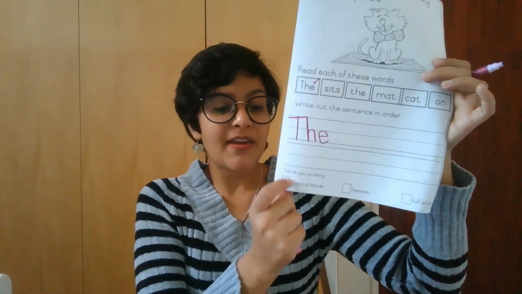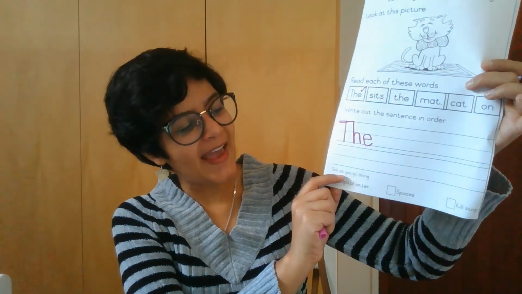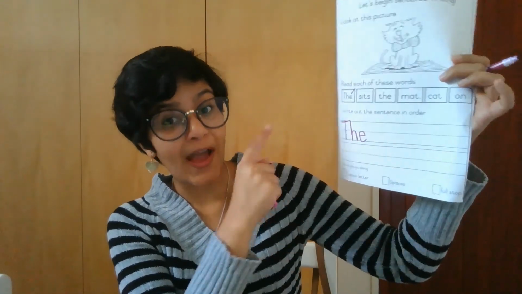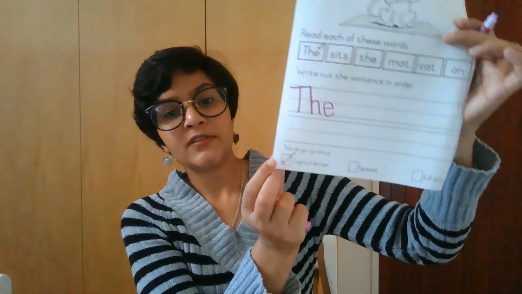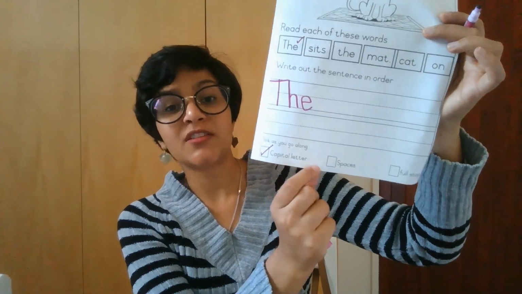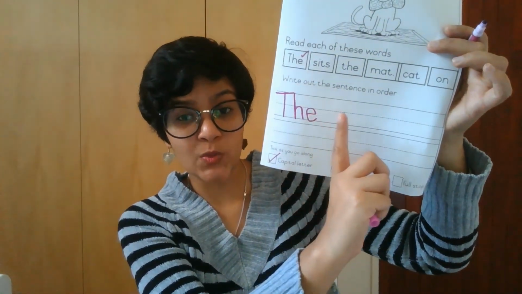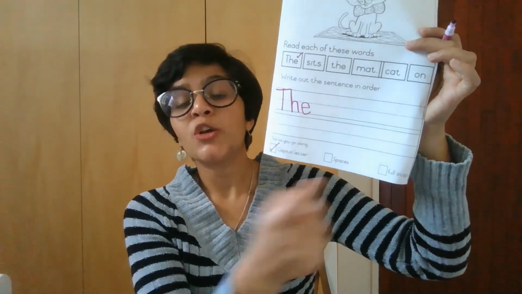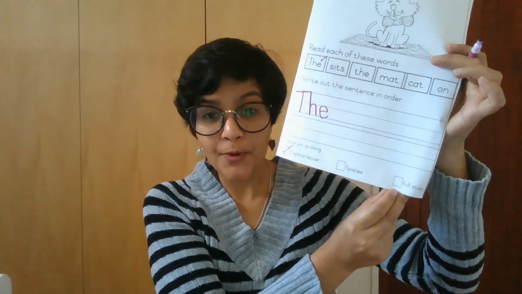Then at the bottom, it says tick as you go along. And the first thing says capital letter. Do I have a capital letter to start off with? Yes. So I can tick that off. Then it asks, am I using spaces? So after each word, am I using spaces? And at the end of my sentence, do I have a full stop? When you are completely done, what do you think you're going to do? Color in. Well done.